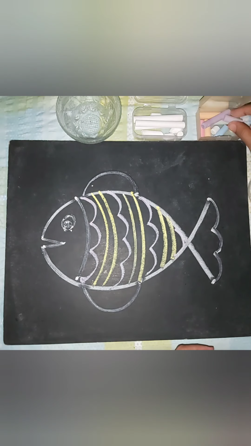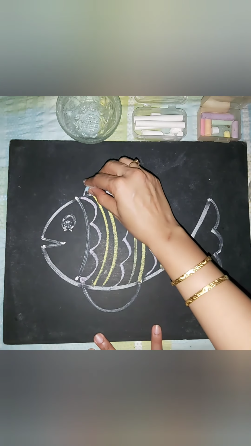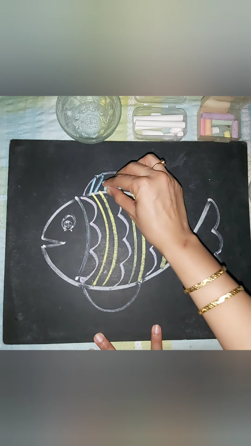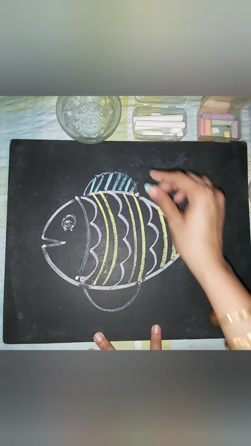Now for the fins, I'm going to take my blue color chalk and I'm going to just draw slanting lines. Can you see this? Teacher's making slanting lines.